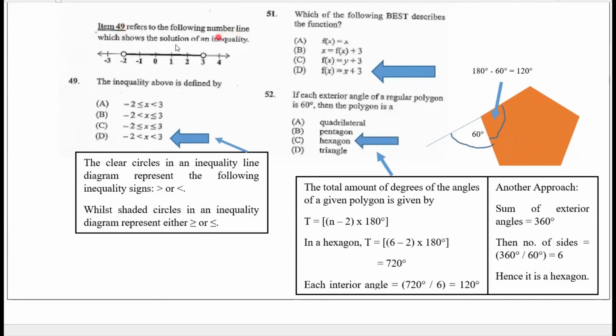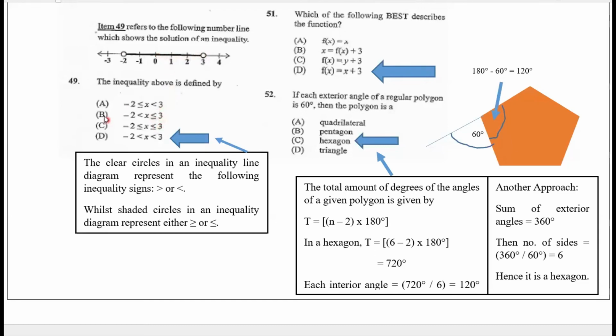49, and that refers to our number line as shown below with our inequality solution. So the inequality above is defined by what? Well, you can see the values of x between -2 and 3. But when you have a clear circle on both ends, like in this case, you will not have any of these signs in there. So you know you'll have x is less than 3.